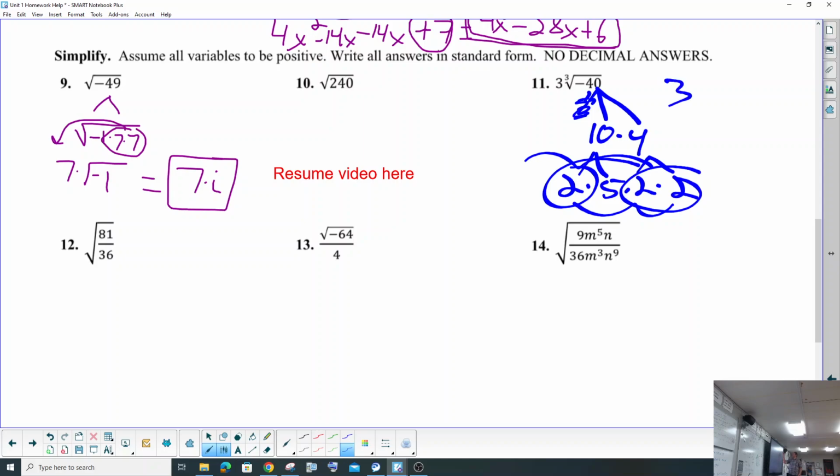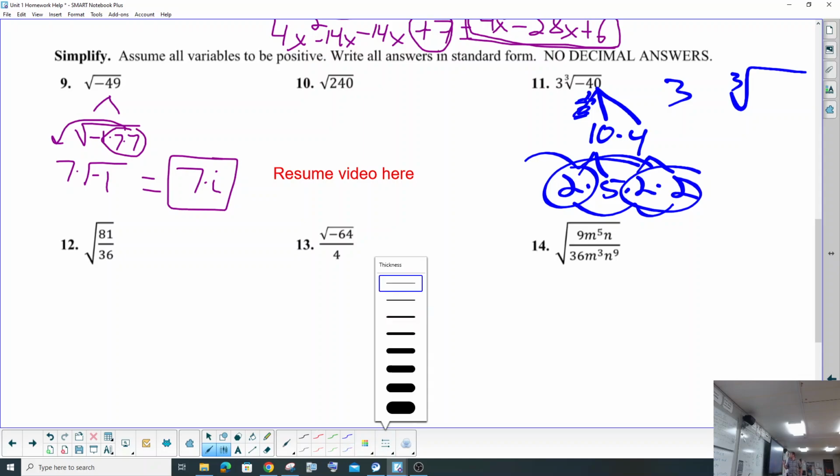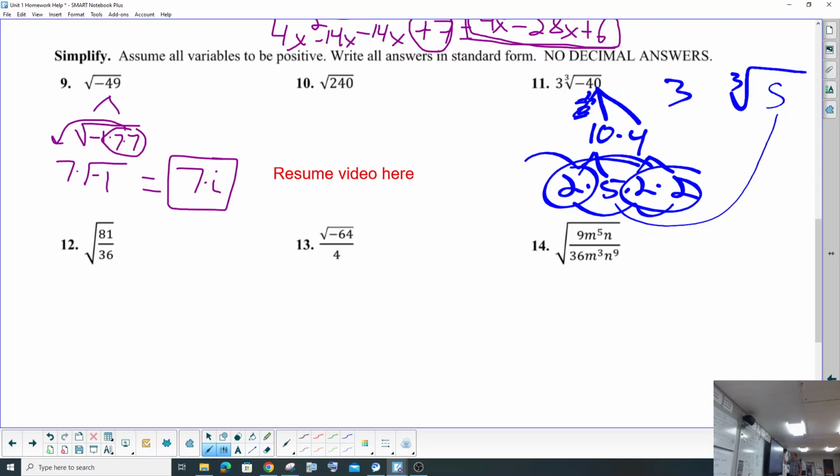And so we have 3 cube roots. So we got the cube roots. What's left is the 5. And then the 1, 2, 3 of them can pass through the cube roots and come out. So just be 1, 2 there. Now don't forget, there's still a negative in there.